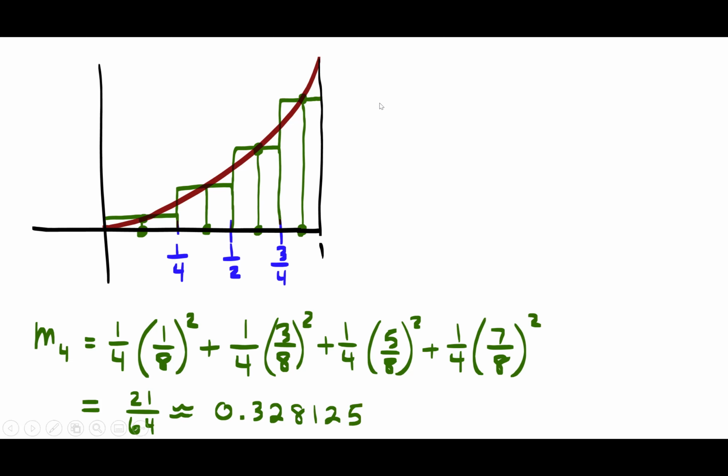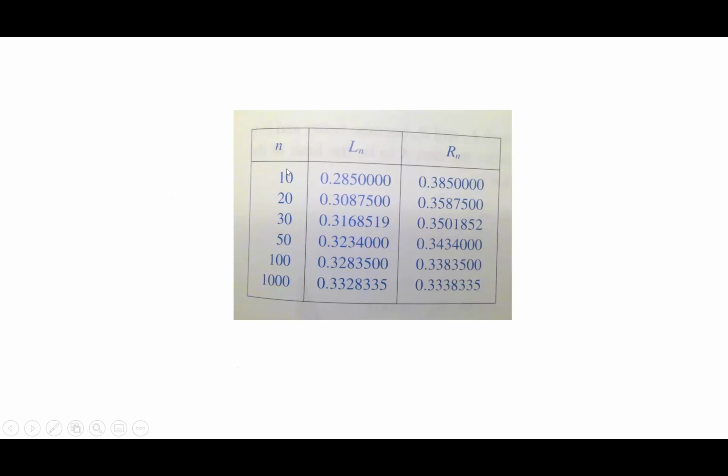Just kind of quickly look at this. This is kind of cool. If we use 10 divisions, we get these two numbers. If we use 20, 30, 40, 50, 100, 1,000, notice which number are we sort of getting closer to?